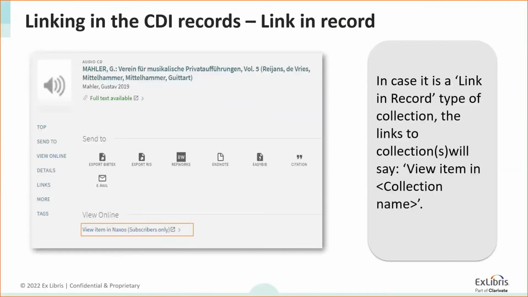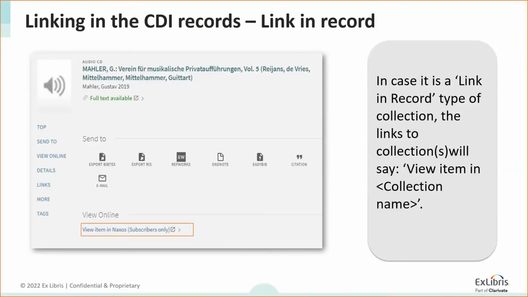So this is a first example, a little screenshot of records in CDI. I'm looking at the full display of the records. And this is a record that uses the link in record method for linking. And how do you see that? Right now you only see one link if it's a link in record, and it always starts with text like "view item in". Of course, this is customizable, and then the provider name or the collection name. So this is what a link in record link looks like.